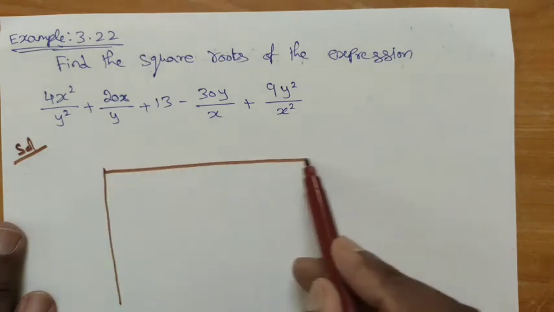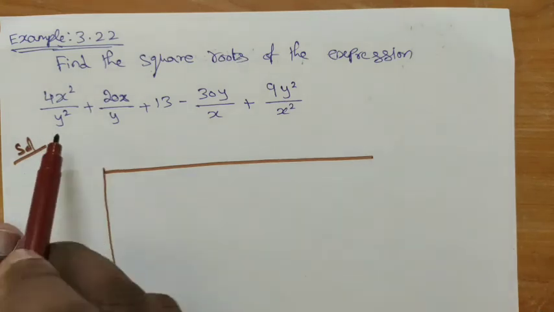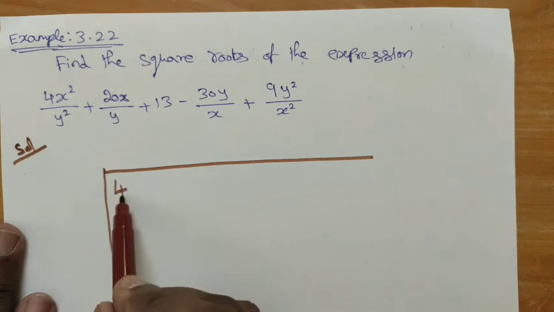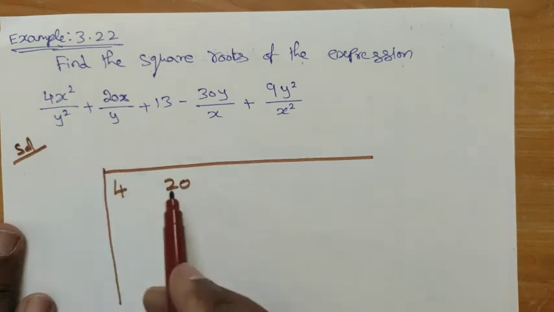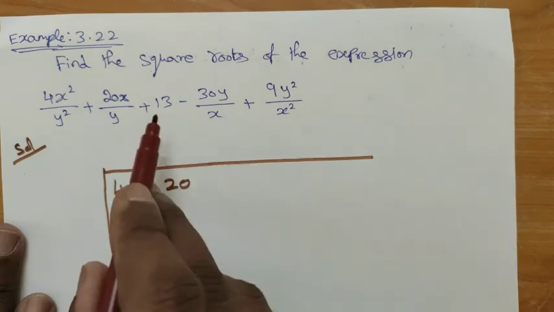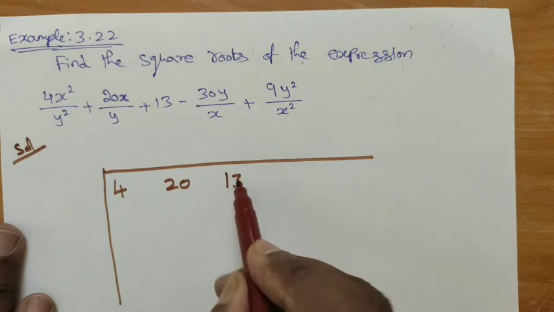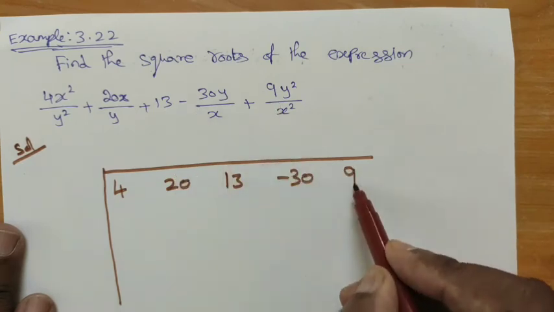Just omit the variables given. We just write the coefficients of the variables. The first coefficient is 4. The second coefficient is 20, so plus 20. We don't need to mention the plus, but whether it is a minus, we must compulsorily mention it. And then plus 13 minus 30 plus 9.